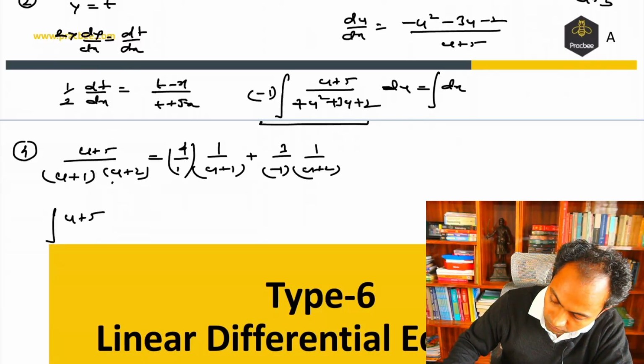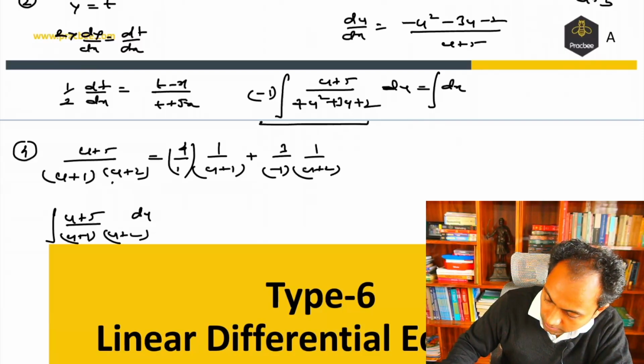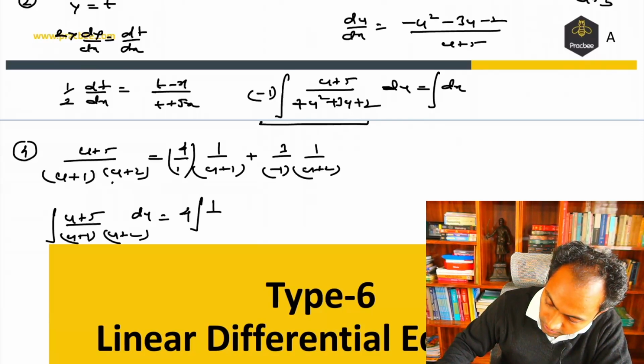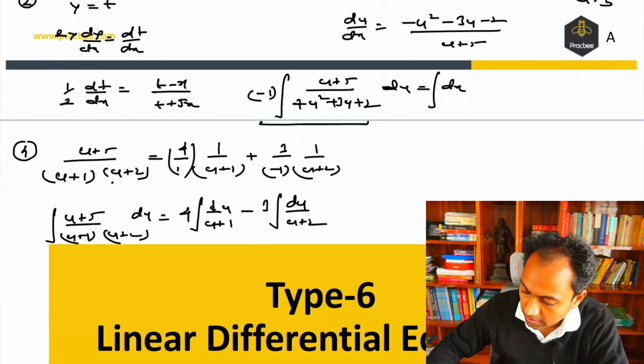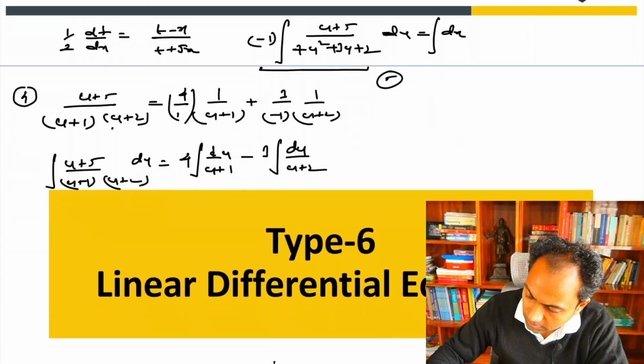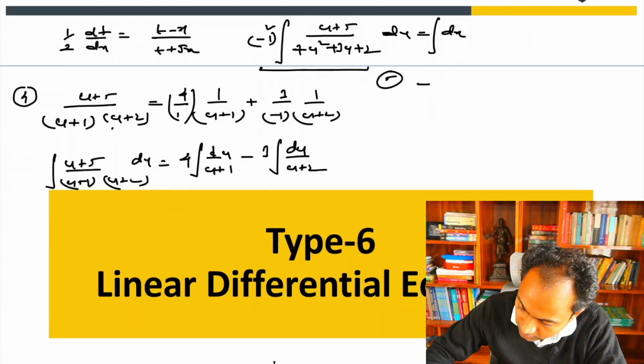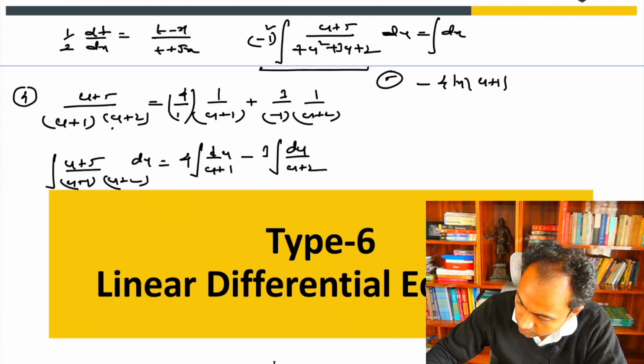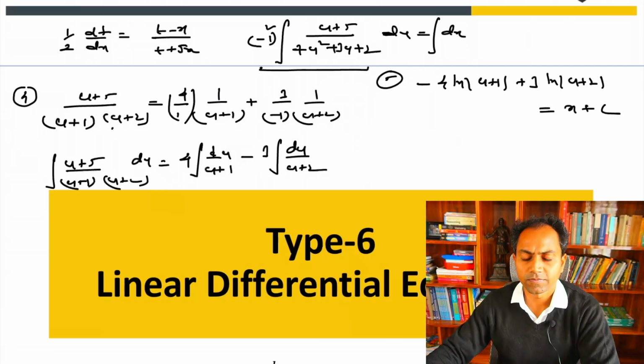The integration of (u plus 5) by (u plus 1)(u plus 2) du will be equal to 4 times integration of 1 by (u plus 1) du minus 3 integration of du by (u plus 2), and which eventually turns into, and I can write directly in the fifth part as nothing but minus was there, so that's my minus I'm absorbing, 4 ln modulus of u plus 1 and plus 3 times ln modulus of u plus 2 is equal to x plus c. This is what we are getting.